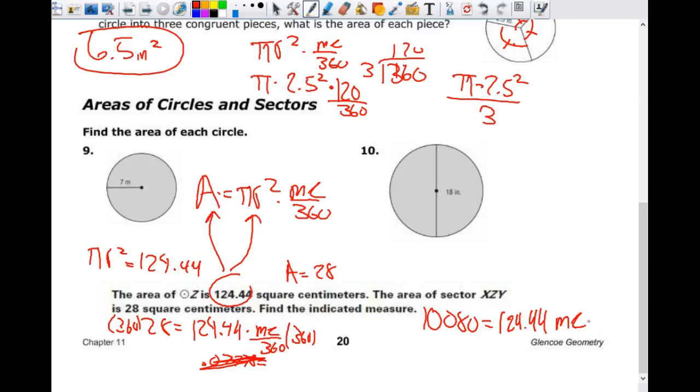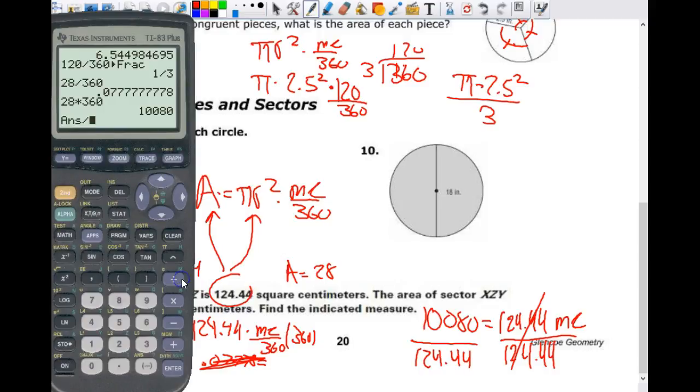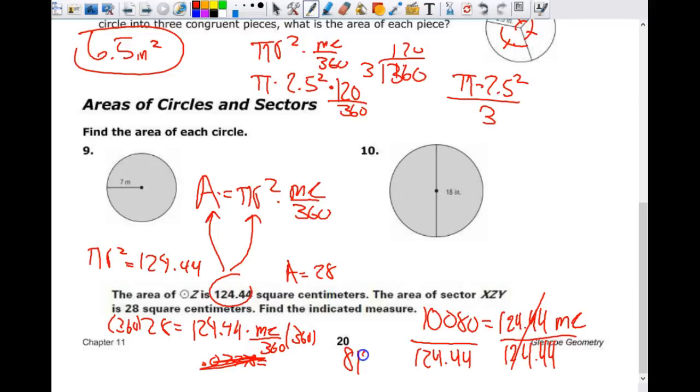We're almost done. We just need to get rid of this number, right? Divide both sides by that number. That cancels out. And the answer we get is 81. So we know it's going to be 81 degrees.